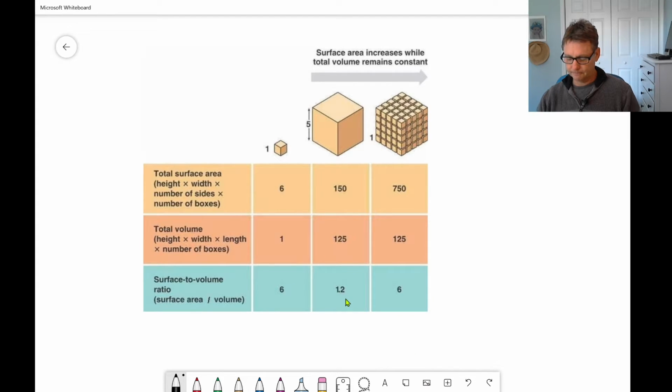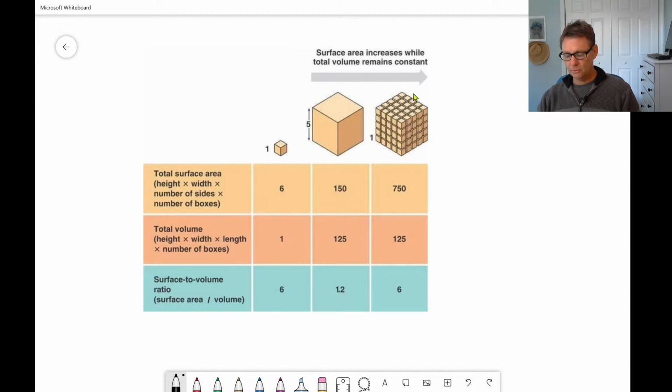1.2 down here. However, if we take that big cube now and we just make it filled with a whole bunch of little cubes, then the volume is basically the same. It's close to being the same. But the total surface area goes up to 750 versus 150. And the total volume doesn't change between these two cubes. Okay, well, it does a little bit because of the membrane volume, but it's negligible. And the surface to volume ratio then goes from 1.2 to 6.